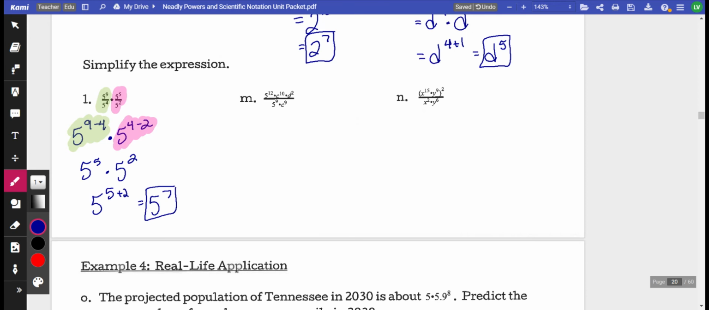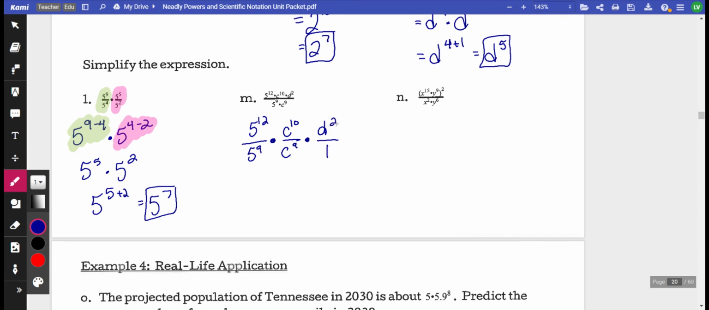Letter M, 5 to the 12th times c to the 10th times d squared divided by 5 to the 9th times c to the 9th. Well, for letter M, I'm going to break this problem up into putting my like terms together. 5 to the 12th divided by 5 to the 9th times c to the 10th divided by c to the 9th times d to the 2nd divided by 1.